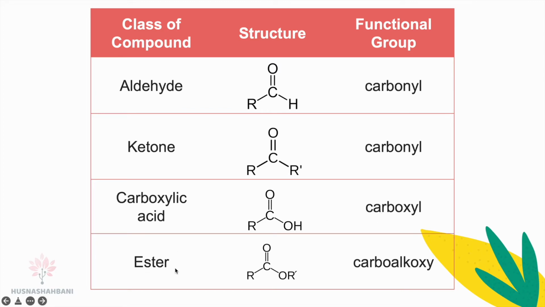Next, ester. For ester, the structure is C double bond O. That C has a single bond to O, and that O is attached to an R group. The R group can be another C, not hydrogen. If hydrogen, it is carboxylic acid. The C double bond O, that same C double bond O is attached by a single bond to oxygen, and that oxygen is single bond with another carbon. So that is ester. The functional group of ester is carboalkoxy.